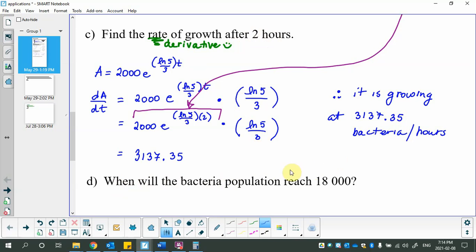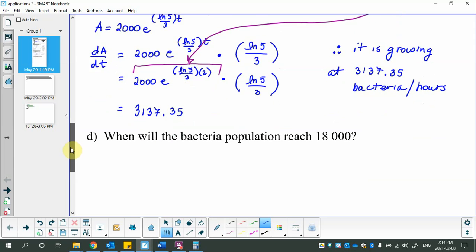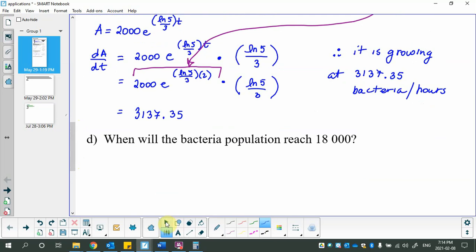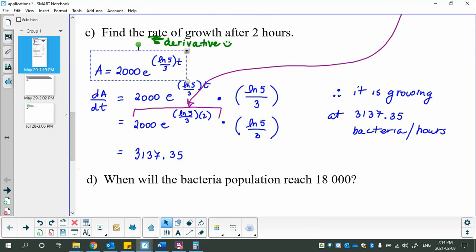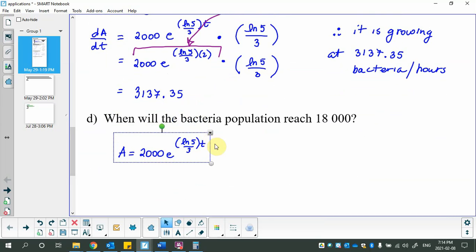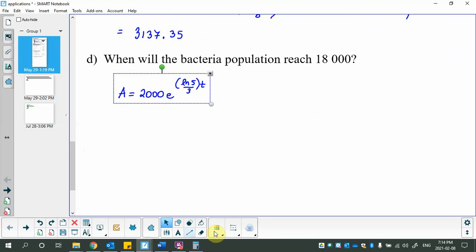Now, I don't see any hint of derivatives in this question because there's no rate, there's no tangent, there's no nothing. So I am going to start again with that blue thing. I'm going to see if I can clone it. Oh, I'm so smart. All right, so the question is, when will the bacteria population reach 18,000 bacteria? That is the end result. So I have to take the A and I have to turn it into 18,000.